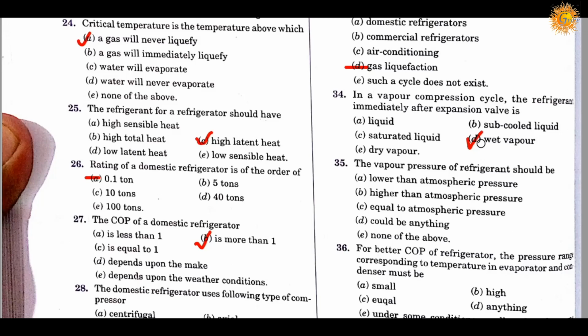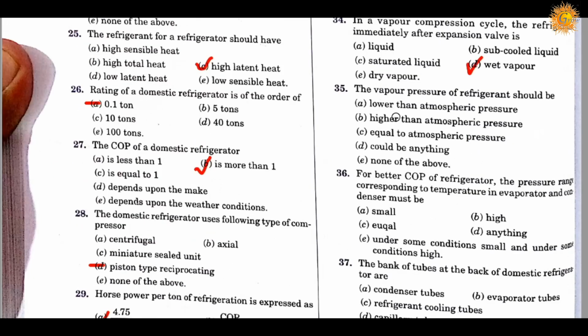Question number 35. The vapor pressure of a refrigerant should be, option A, lower than atmospheric pressure, option B, higher than atmospheric pressure, option C, equal to atmospheric pressure, option D, could be anything, and option E, none of the above. So the correct answer is B, higher than atmospheric pressure.